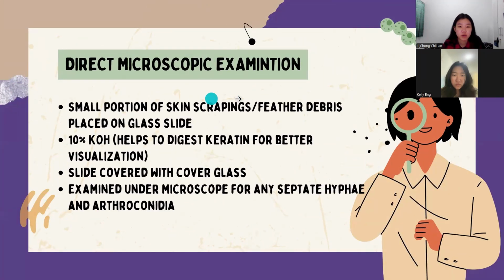Next, for the direct microscopic examination, the first step is we should use a small portion of skin scrapings or feather debris and place it on a glass slide. And we can use 10% KOH, which helps to digest keratin for better visualization, and mix it with the skin scraping and cover it with a cover glass. And then we can do observation under the microscope for any septate hyphae and arthroconidia.